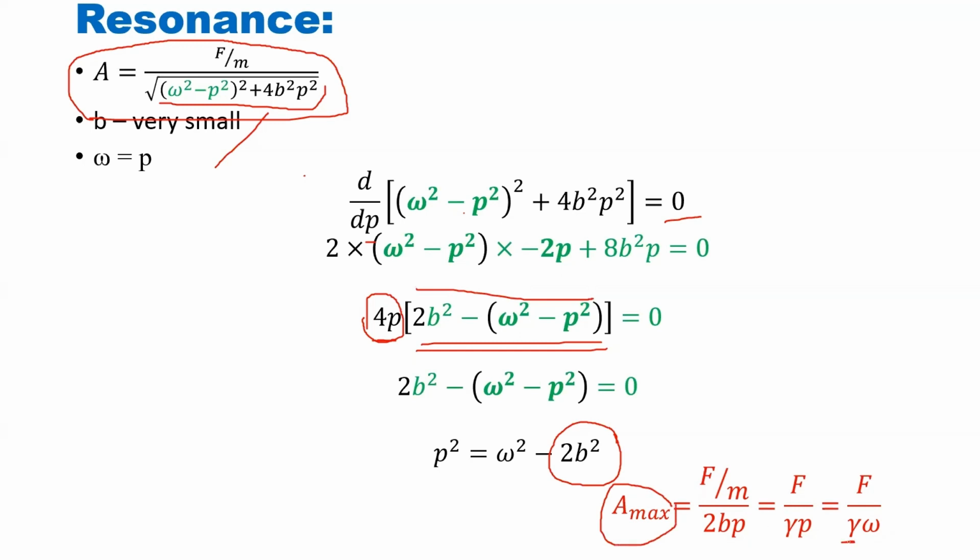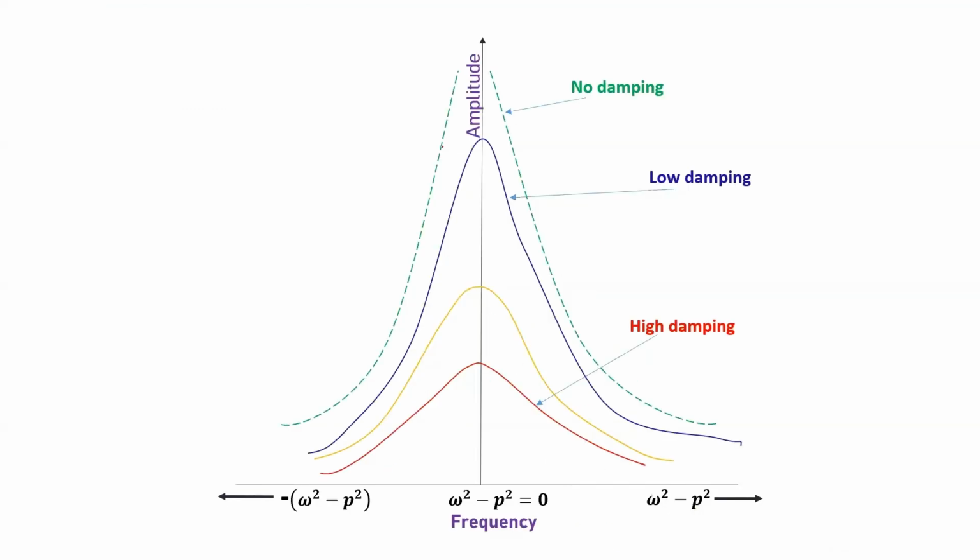If the damping coefficient is high, the amplitude will be low. If the damping coefficient is 0, the amplitude becomes maximum. See here, there is no damping, which means the amplitude is infinite, that means undefined. So damping is low like this. With the increase of damping, see here, the amplitude of the resonance condition changes. At omega minus p equal to 0, meaning omega equals p, the resonance occurs.